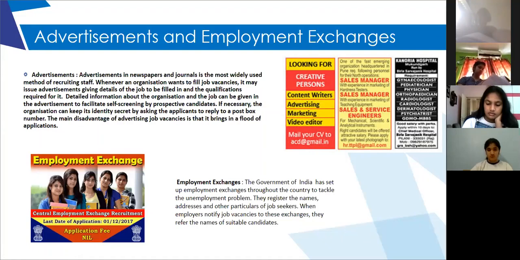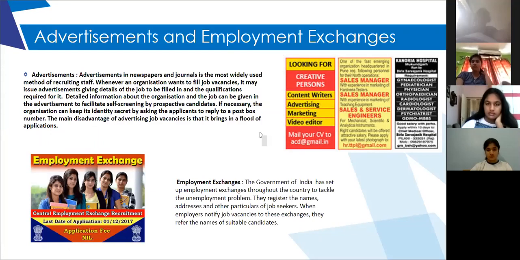So it is important how you're going to fulfill it. Detailed information about the organization and job can be given in the advertisements to facilitate self-screening by the prospective candidates. If necessary, the organization can also keep its identity secret by asking the applicants to reply to a post box number. If they don't want you to mail your CV to a particular Gmail ID, or don't want to reveal which organization has the vacancies, they will not give the name. This is what actually happens in an advertisement.